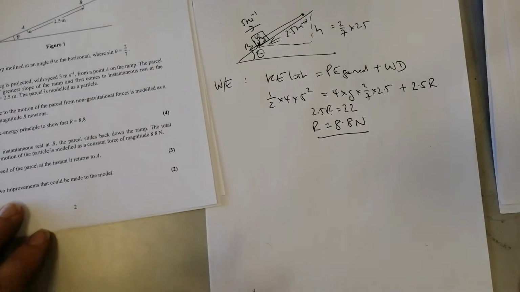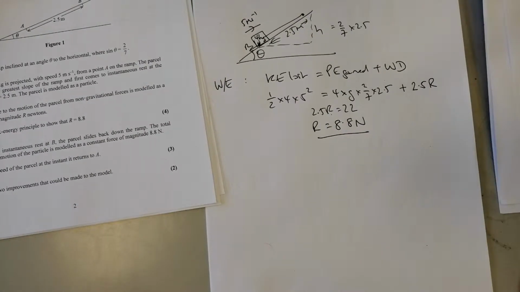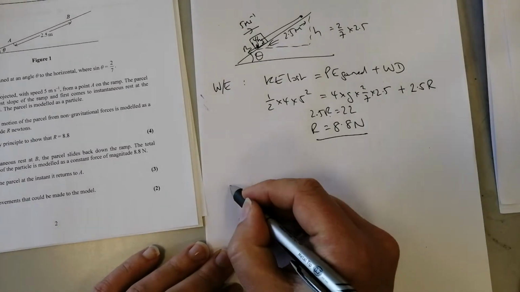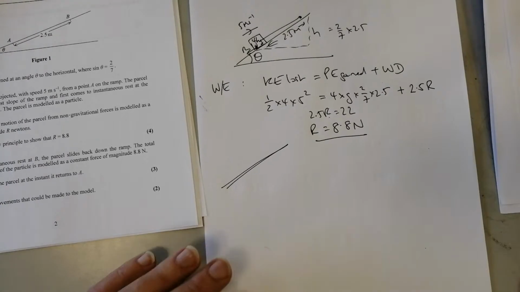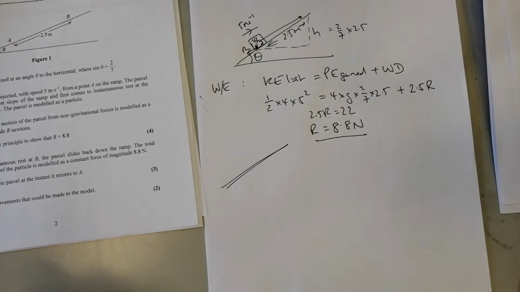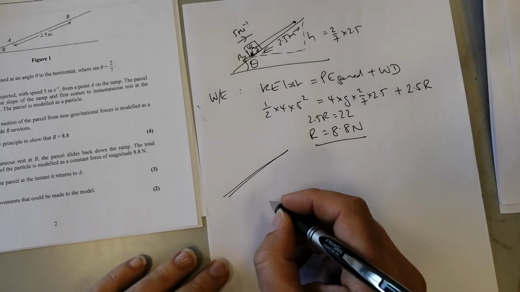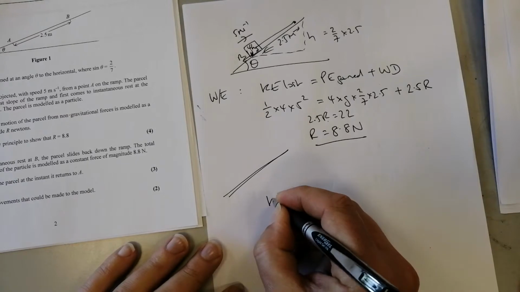And then part B, after coming to instantaneous rest, the parcel slides back down the ramp. So now the parcel's going up and then sliding back down the ramp again, up and down. So it's now going twice as far because it's going up and down. If it goes twice as far, then it's done twice the work. So we can then do a similar sort of equation.